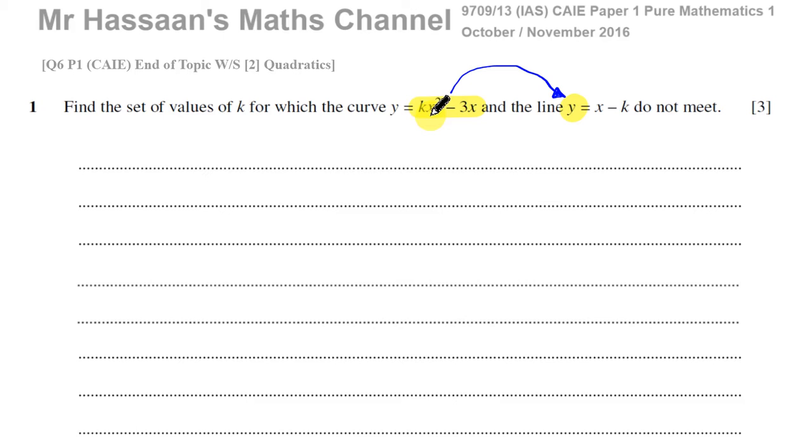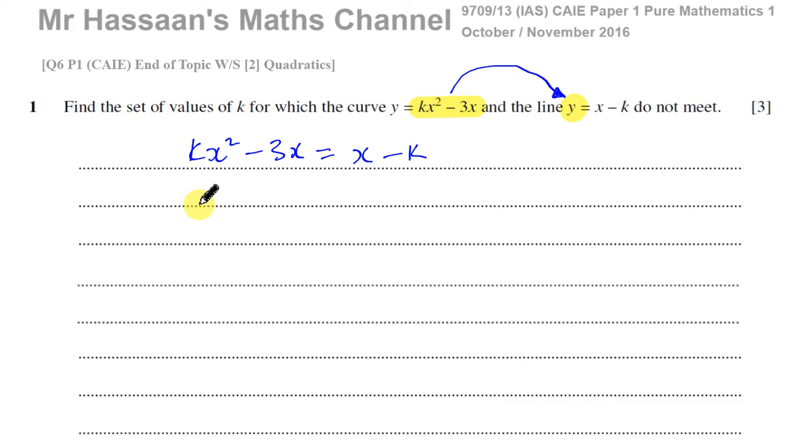So we're just going to substitute, instead of y in this equation, kx squared minus 3x from this equation, because y is equal to that. So I have kx squared minus 3x is equal to x minus k. So the solutions of this equation tell us about the intersection of this line and this curve.